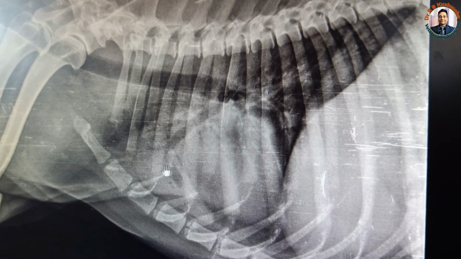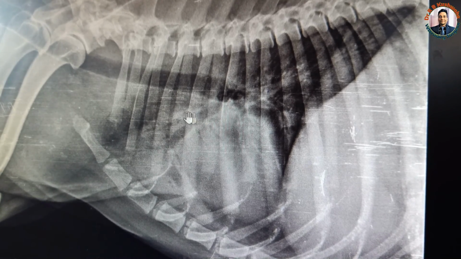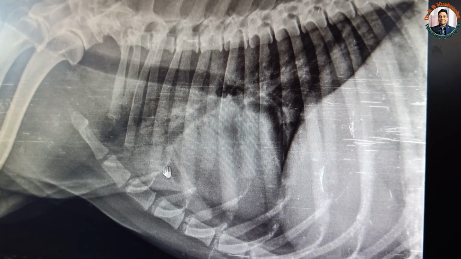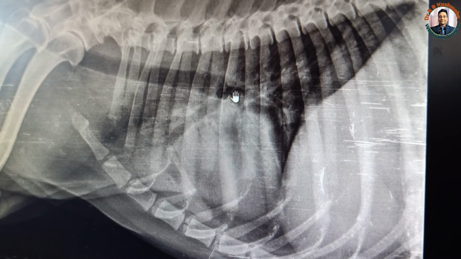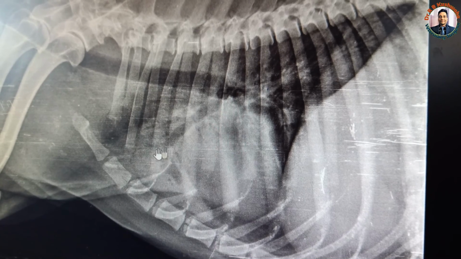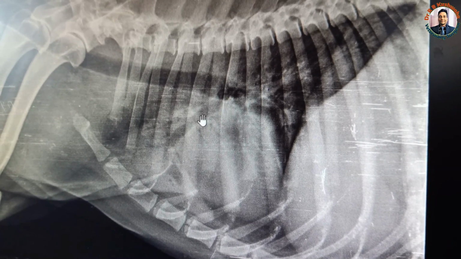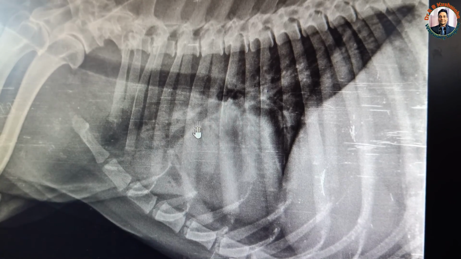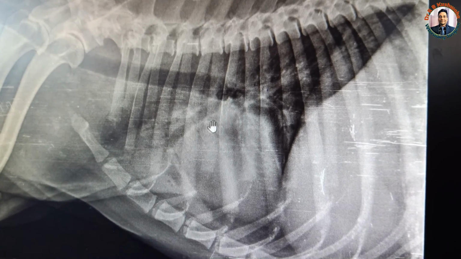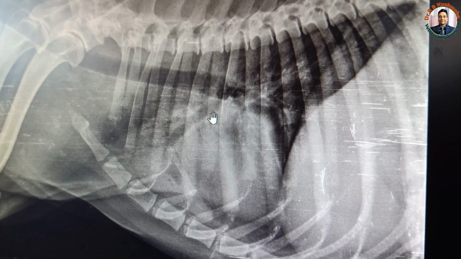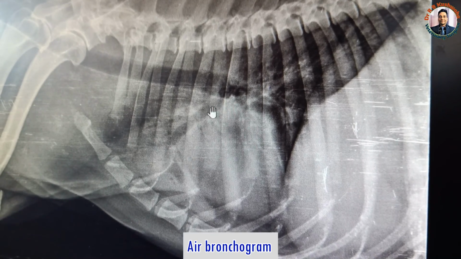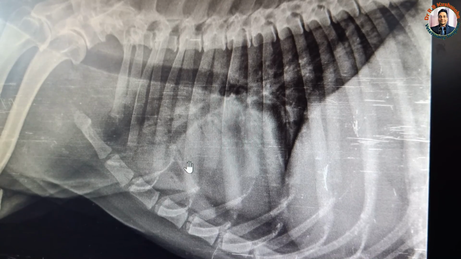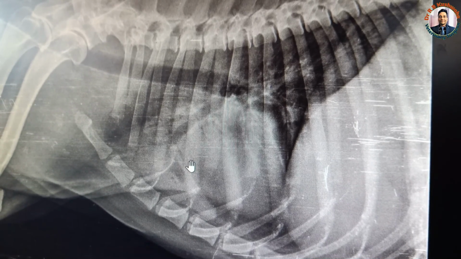So what happened? All the alveoli of this right cranial lung lobe are filled with fluid, so there is no air here. Only the air present in the bronchioles and the bronchi is visible, and because of that it appears like a branch of a tree. This particular radiographic feature we name an air bronchogram. You could see this is the air bronchogram. This is the classical radiographic sign of pulmonary edema.